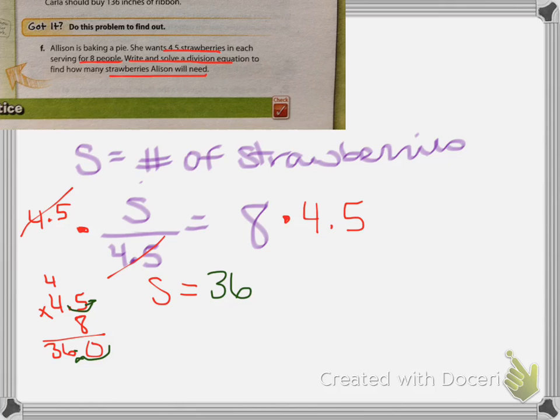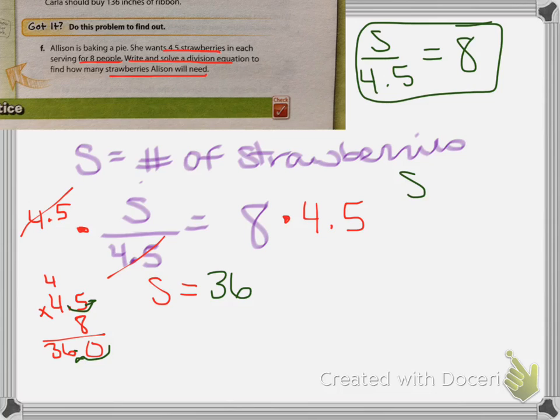So then we also want to make sure that we've identified both things. The first thing we want to identify is what our original equation was, which was S divided by 4.5 equals 8. So this is one answer. And then our final answer is S equals 36. So you want to go ahead and write that as well.